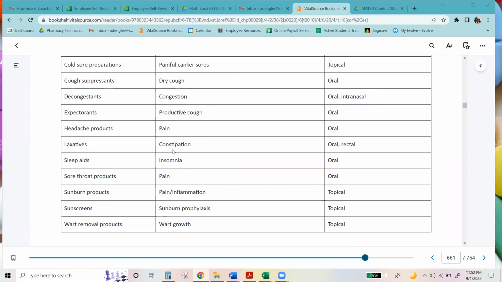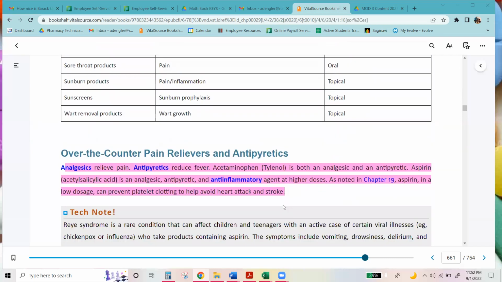Sleep aids that treat insomnia, oral. Sore throat products that treat pain, oral. And sunburn products for pain and inflammation are topical. Sunscreens for sunburn prophylaxis. So prophylaxis means treating something before it happens. And then wart removal products, which are topical.